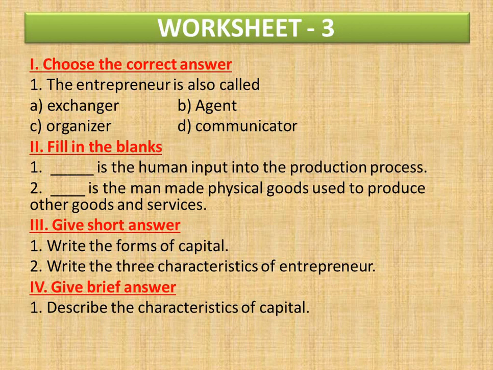Roman number 3. Give short answers. Question number 1. Write the forms of capital. Question number 2. Write the 3 characteristics of entrepreneur. Roman number 4. Give brief answers. Question number 1. Describe the characteristics of capital.